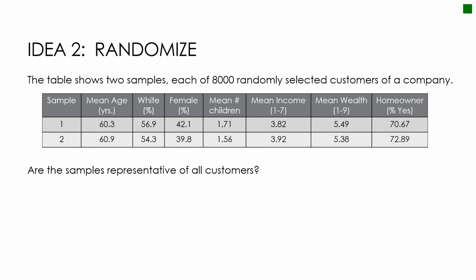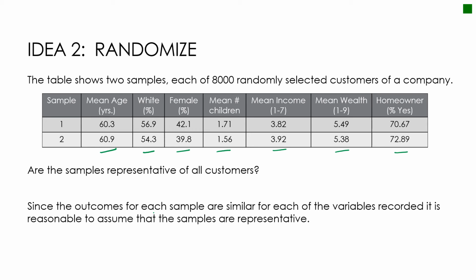For instance, here is a table that shows 2 samples, each that are 8,000 randomly selected customers of a company. Do I feel like the samples are representative of all customers? So do I feel the sample is representative of the population? Well, what I notice is that there are some small differences, but if I look in each category, these numbers are really, really similar. And because the numbers are similar, then we can say it is reasonable to think that these samples represent the population.